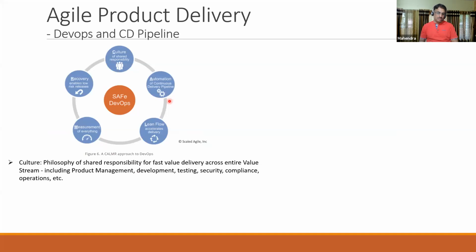DevOps, the acronym is CALMR. So it is a culture, a culture of shared responsibility. It is not that I'm a developer or I'm a tester. No, it's a culture of shared responsibility. That is the first C.